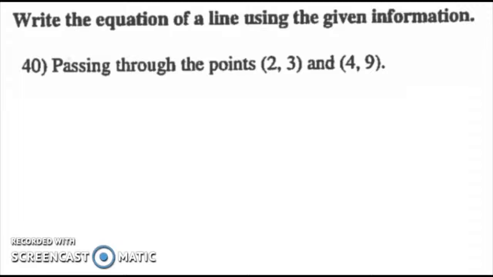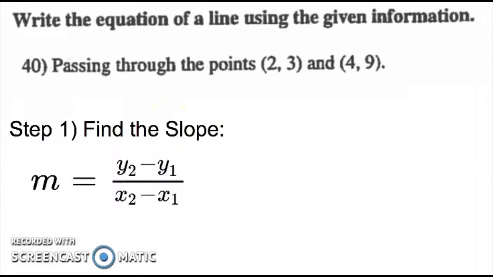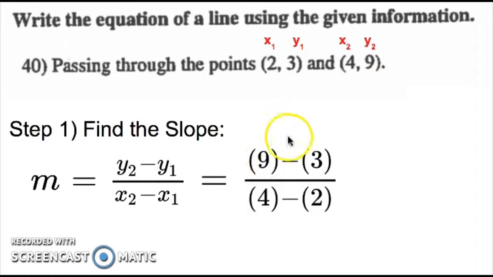39, it is asking for a line going through 2 points. First step is to find your slope. Slope formula is y2 minus y1 over x2 minus x1. Label the first point x1 and y1, the second point x2 and y2. It's just the x and y coordinates of the first one and the second one. So substituting in, we have 9 minus 3 over 4 minus 2. 9 minus 3 is 6. 4 minus 2 is 2. 6 over 2 is 3.